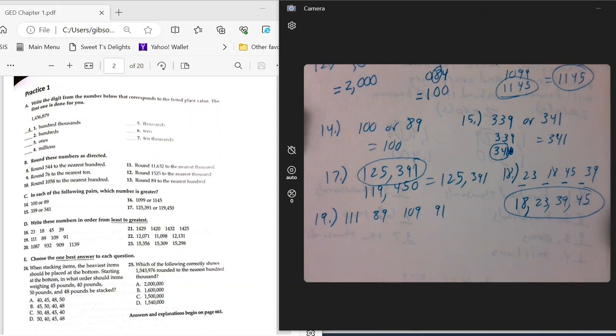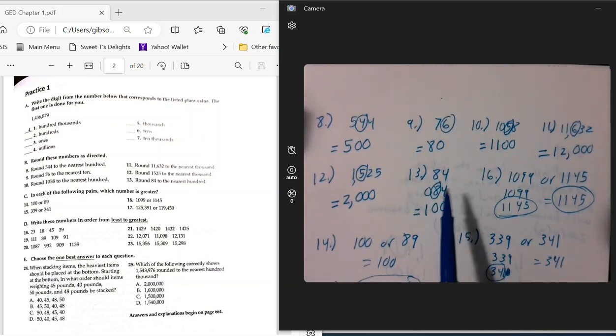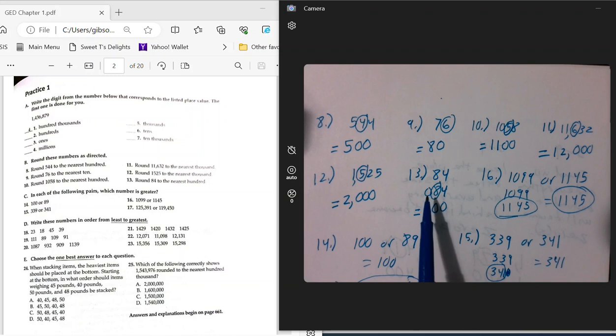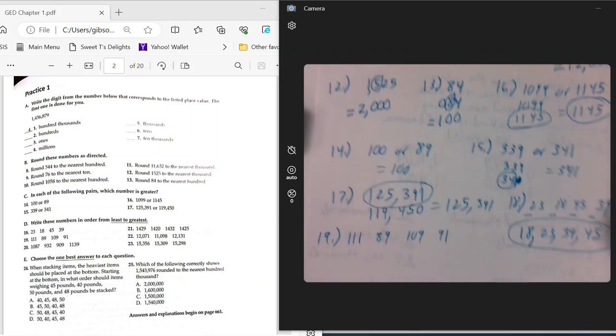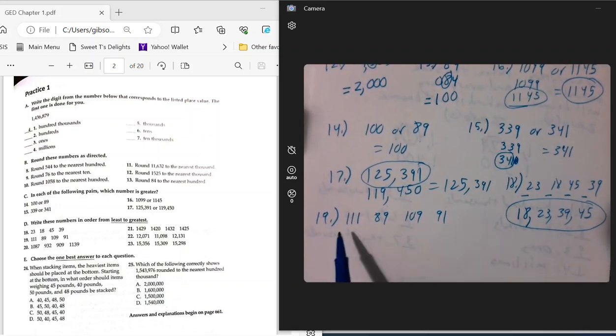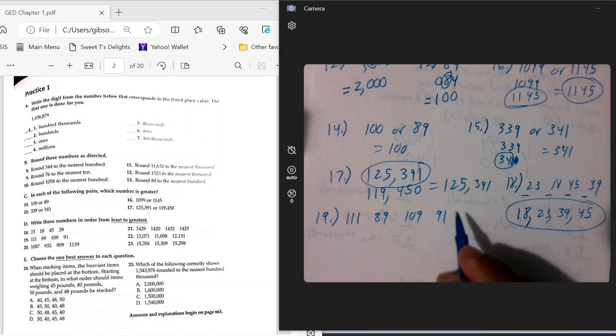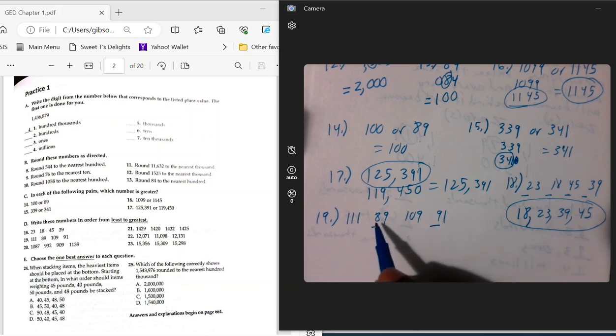Because remember what we did back up here in problem 13? This was a 2-digit number. Then we put a 0 in front, and that made it a 3-digit number. But it still equals 84. But down here, we don't have a 0 in front, so this is a 3-digit number, and so now we're going to compare the 2-digit numbers. So we have an 8 and a 9. These numbers are not the same, so we know 89 goes first, 91 goes second.